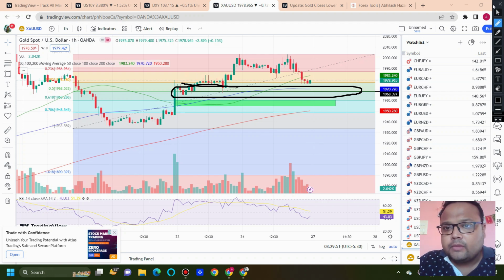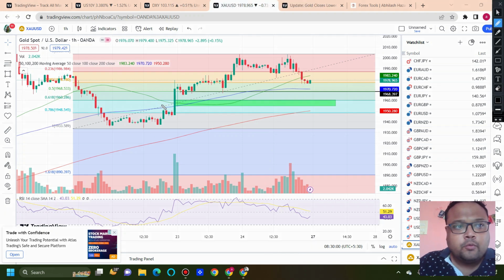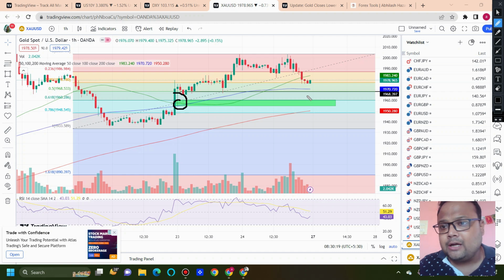Then we have the second buying opportunity around 1960 to 1955-54 level, and the reason is again we have Fibonacci 61.8 plus strong price rejection around this area, and hopefully by that time the 200 moving average will also be present at this level. So these two are the logical support levels or buy opportunities on the chart of gold right now. First one 68-67 level, and secondly around 60 to 55.